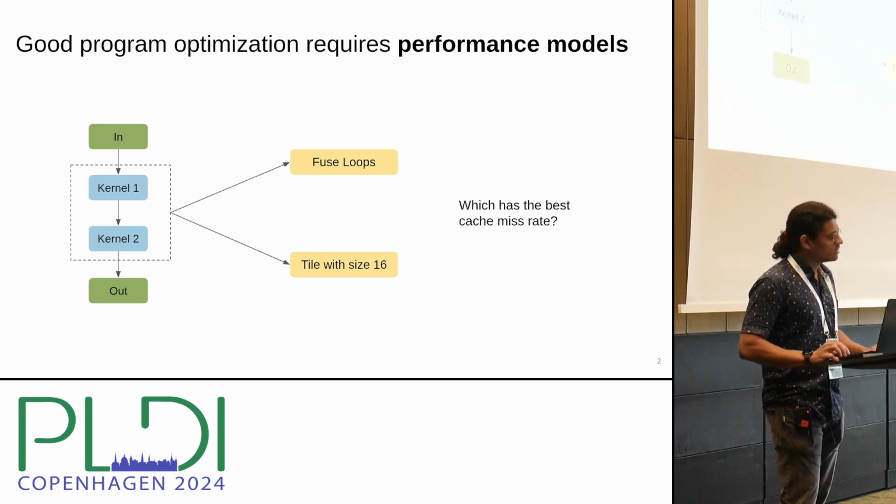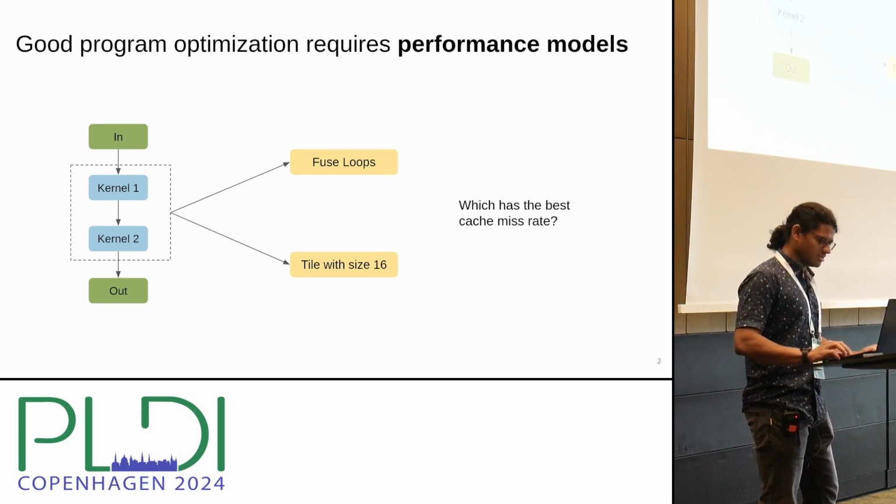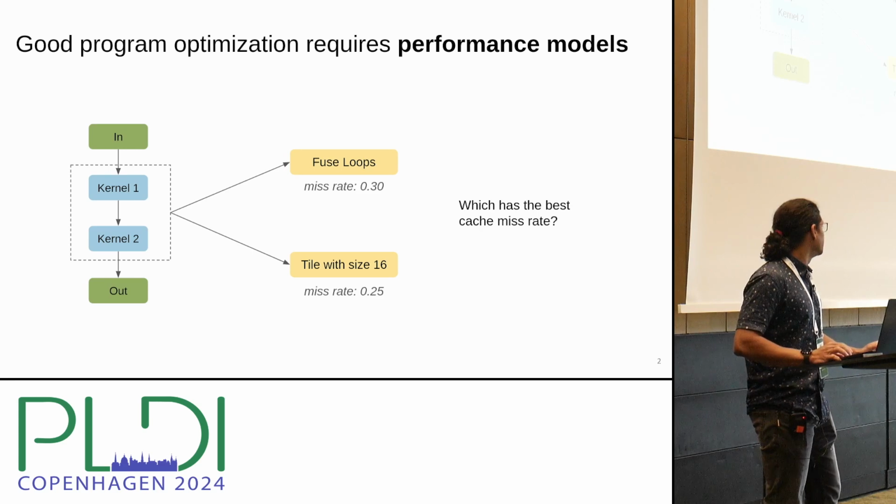So many optimizations focus on memory performance. So in this paper, we focused on that. And maybe if you could somehow predict what the cache miss rate would be after applying each of these, then maybe you could pick the better one.